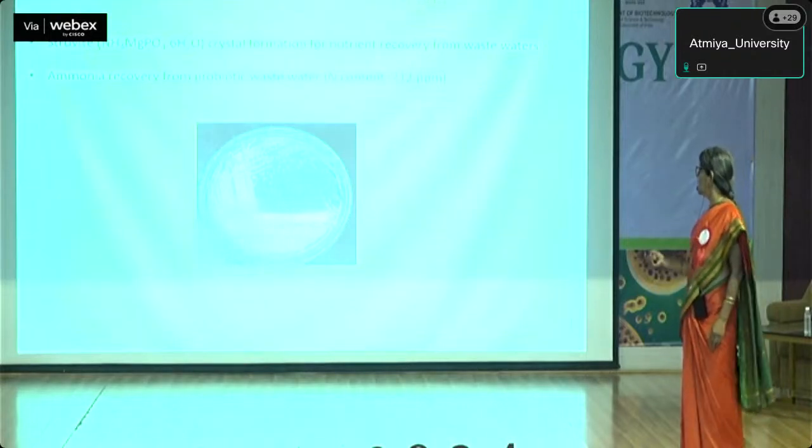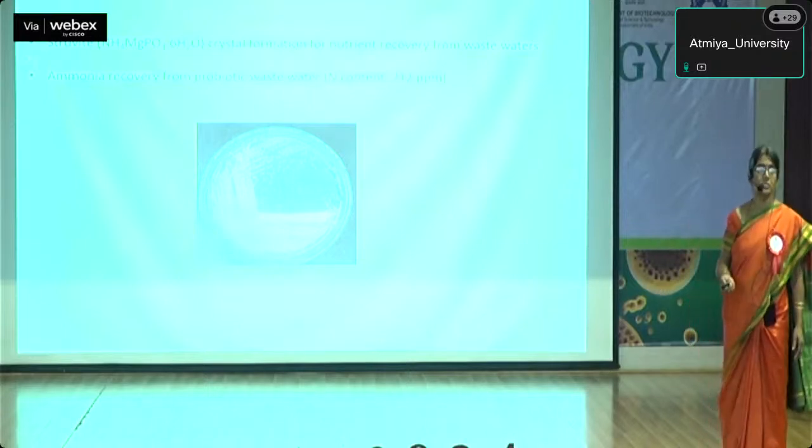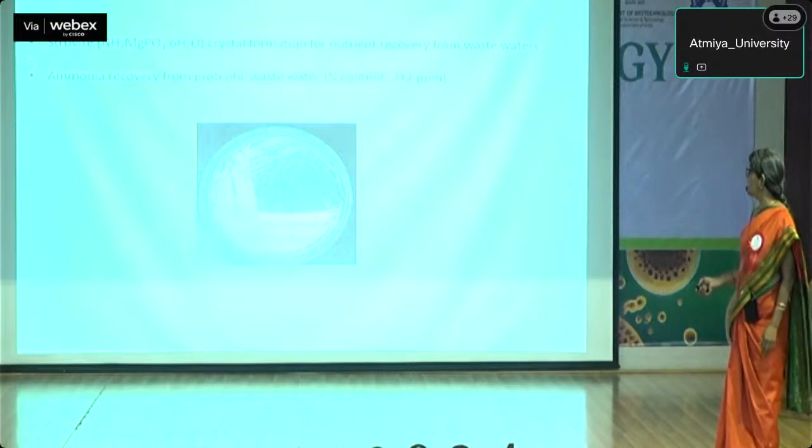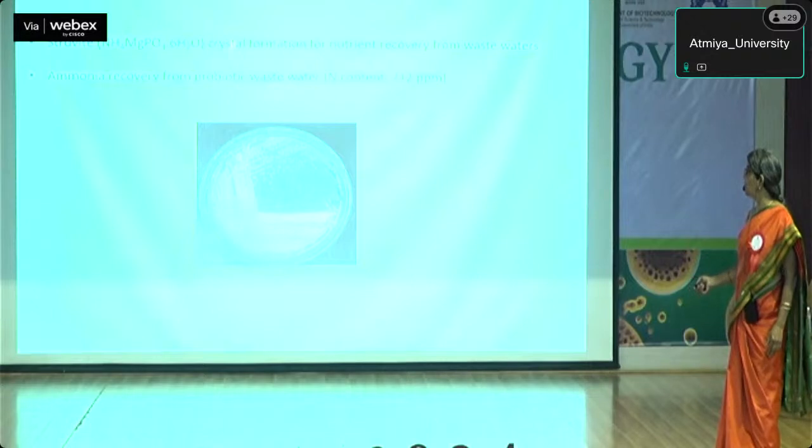And another inorganic crystal that can be produced by microorganisms is called struvite. So ammonium, magnesium, phosphate. Does it give you an idea of what could be the importance of this? What are the different elements that are there?